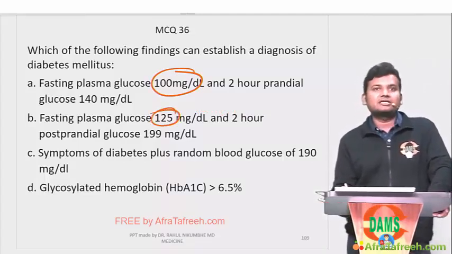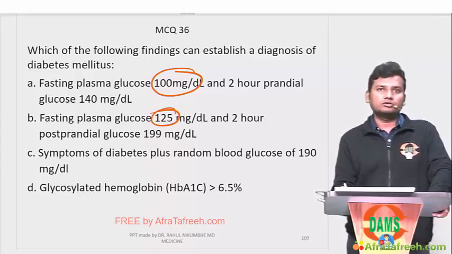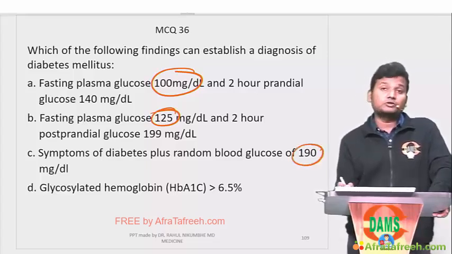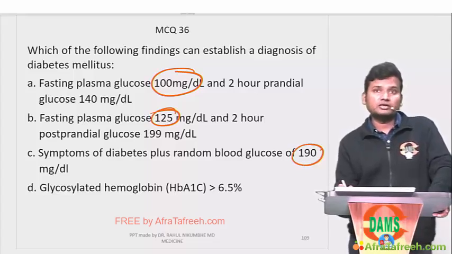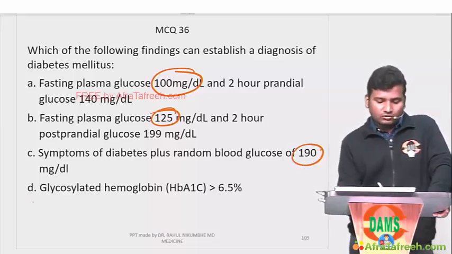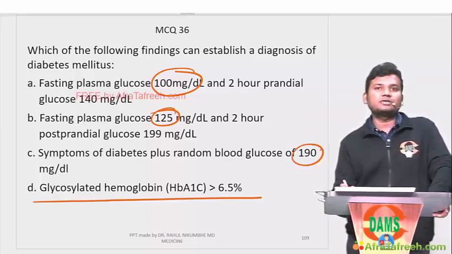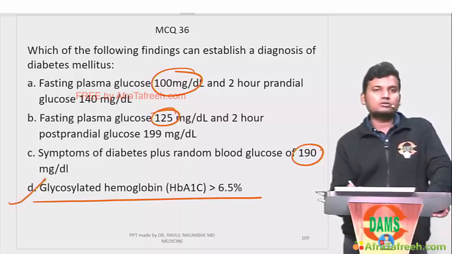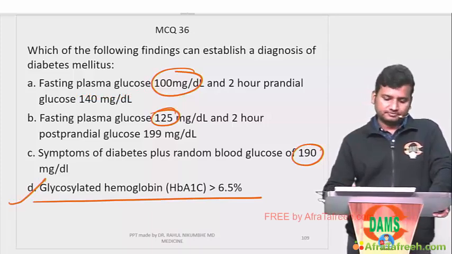Symptoms of diabetes plus random blood glucose of 190. No, it should be 200. It should be more than 200. Then glycosylated hemoglobin HbA1c more than 6.5%. It will diagnose a patient of diabetes.